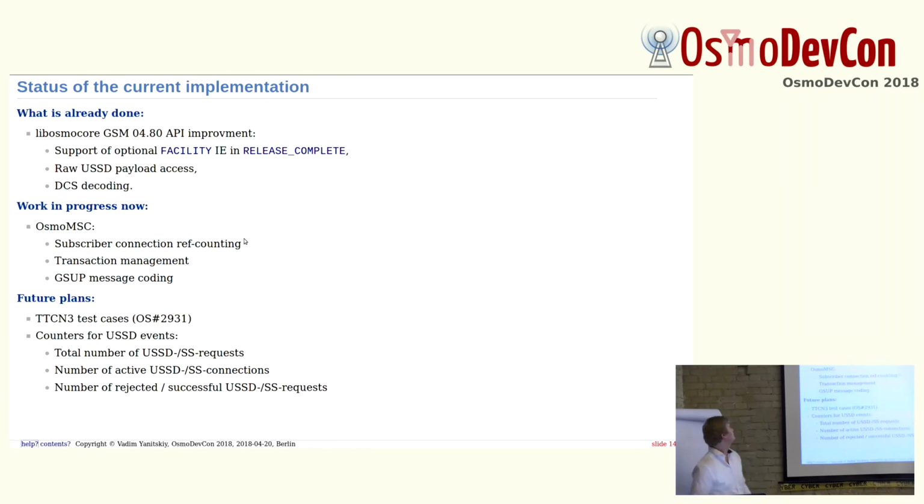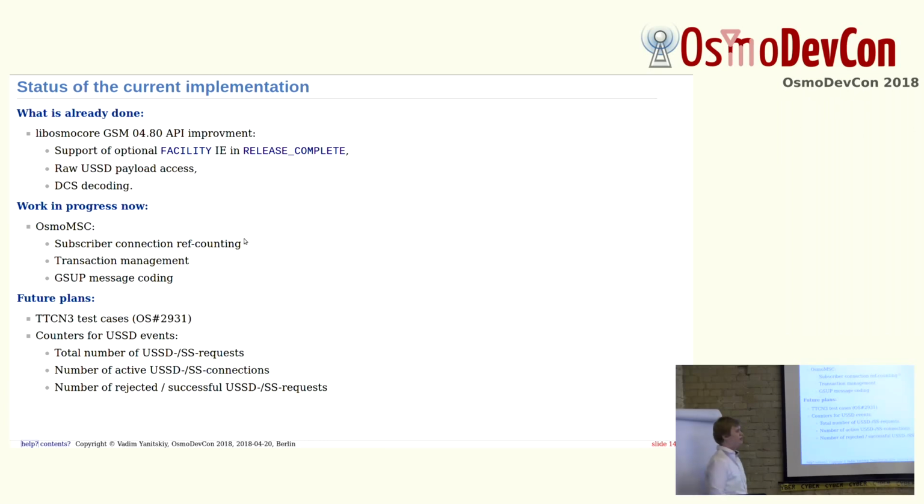What's already done here is that we managed to correct the libasn1core API implementation. These are only a few points which were implemented or corrected. For example, in release complete, there is an optional facility message. We also had a big problem that the API of libasn1core was always trying to decode the payload using the default 7-bit alphabet, and this is not good in case of a different language being used. We decided to add new fields to the abstract representation of the USSD request.